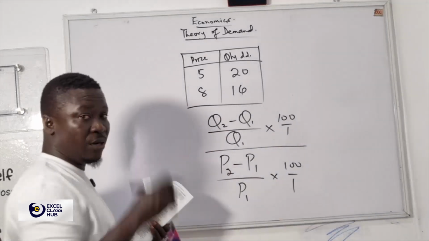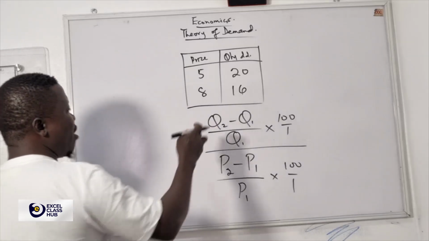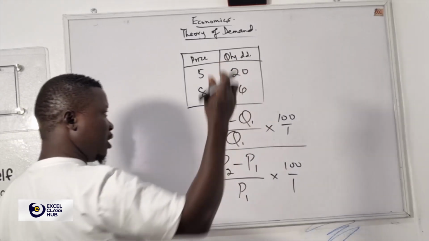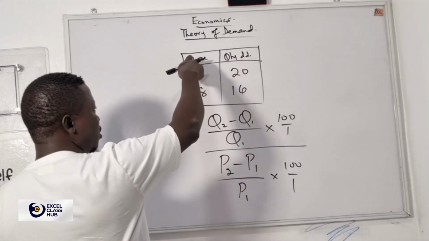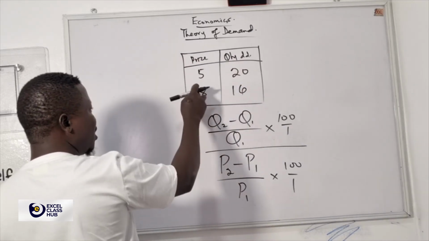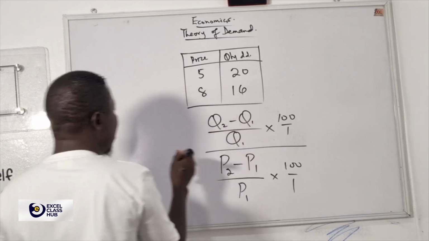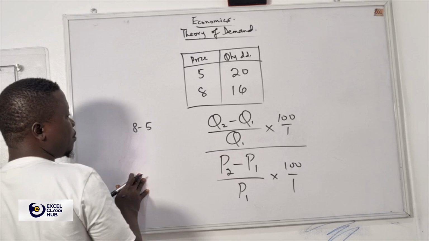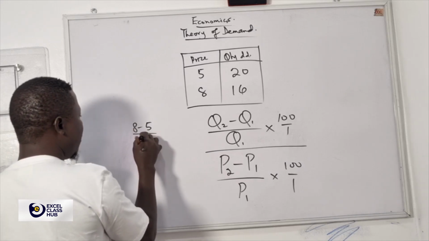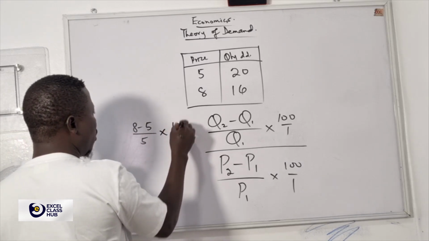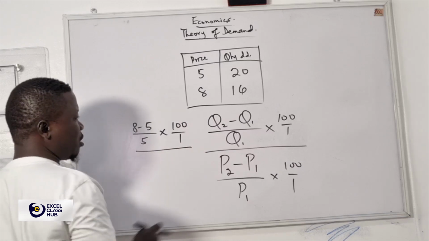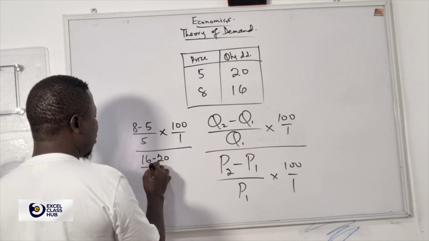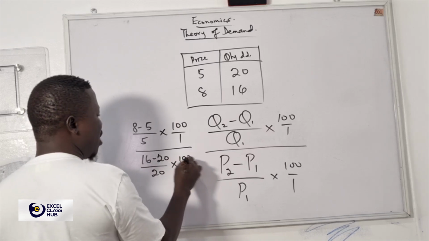Now, from this formula, our Q1 is the old, and this is the new. Following me? Now we have 8 minus 5 divided by 5 times 100 over 1, divided by 16 minus 20 divided by 20 times 100 over 1.